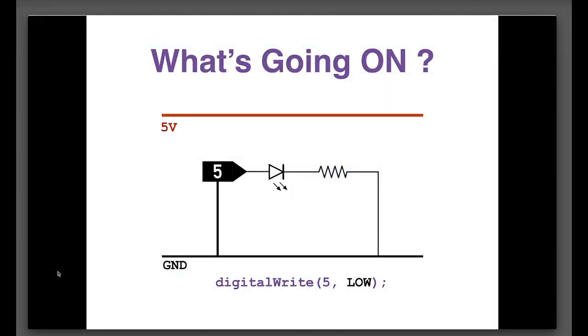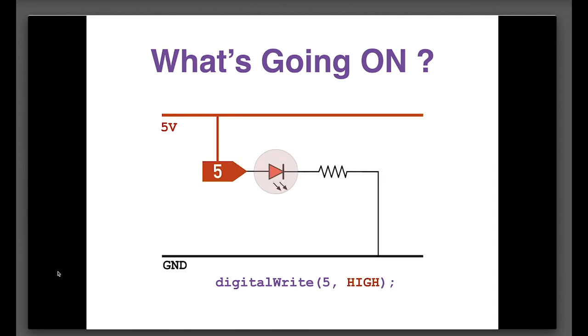When the command digital write 5 low is used in our code, the Arduino pin that we've selected gets connected to ground. There's no voltage difference in the circuit. The potential of both ends of the circuit is at ground, and no current is flowing, so the LED is off.